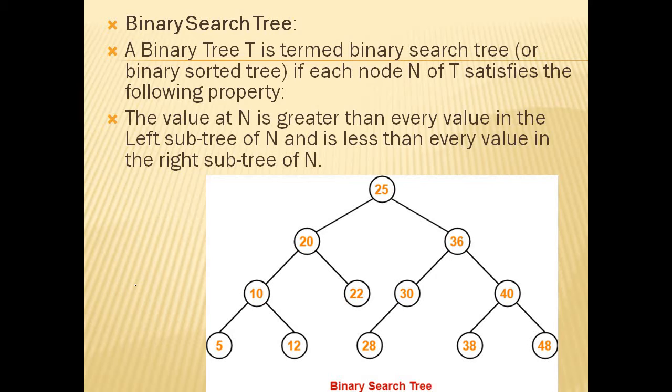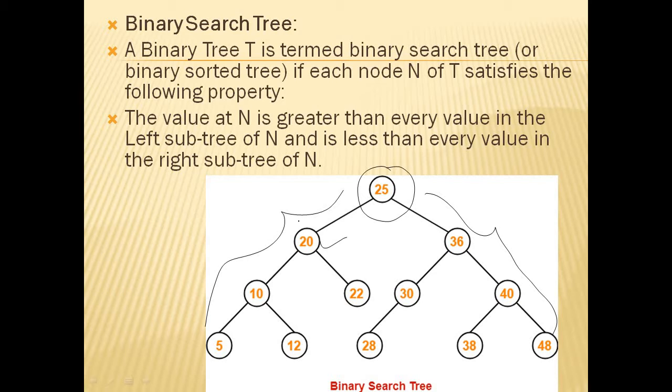When you observe the example here, the root node is 25. So whatever values are less than this root value will be placed on the left hand side. Whatever values are greater than this root element will be placed on the right hand side. Just observe the values. The root element is 25. When compared on the left side, we have 20. It is less than 25.